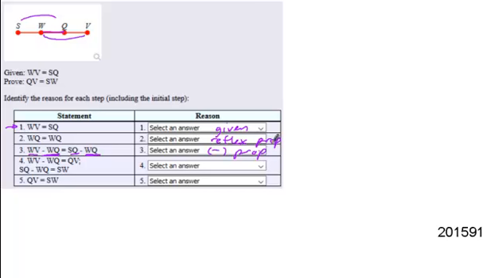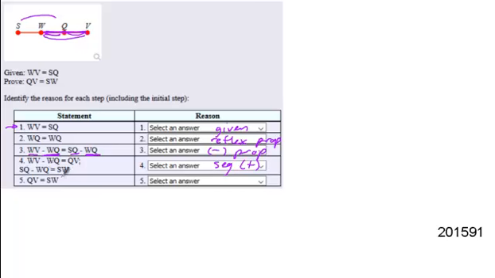Okay, when I look at statement 4, WV minus WQ equals QV. Is that the structure of segment addition? Yes, let's test it and see. Here it says WV minus WQ is equal to QV. So is it the whole minus the part is equal to the other part? Yeah, so this is segment addition.